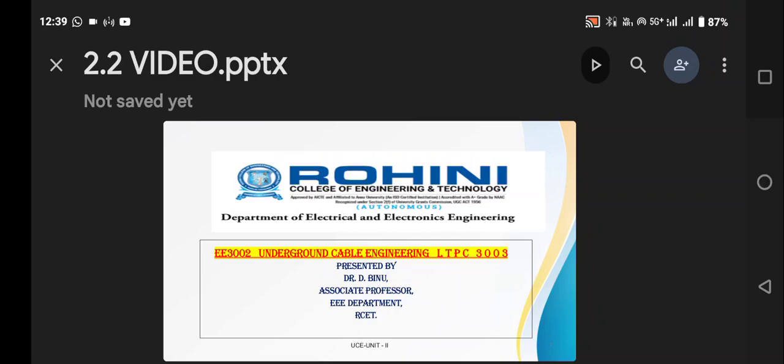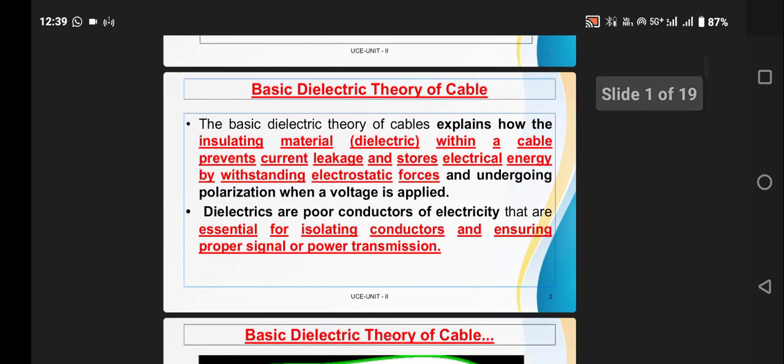I'm Dr. Pinu. In underground cable engineering, the second topic in the second unit is basic dielectric theory of cables. This theory explains how the insulating materials, that is the dielectric, within a cable prevent current leakage and store electrical energy by withstanding electrostatic forces and undergoing polarization when a voltage is applied.